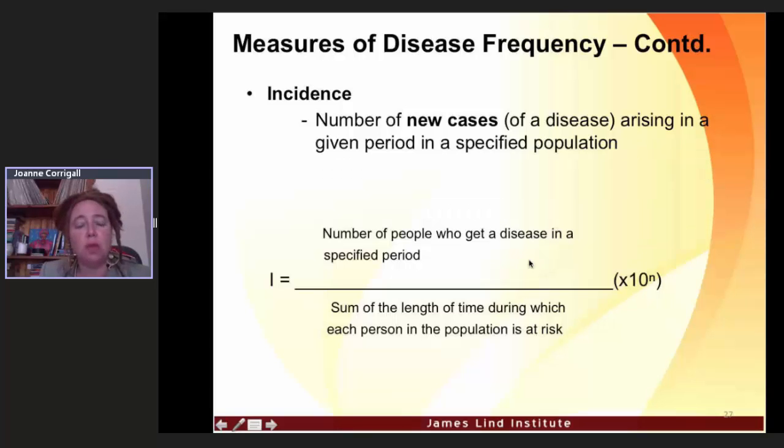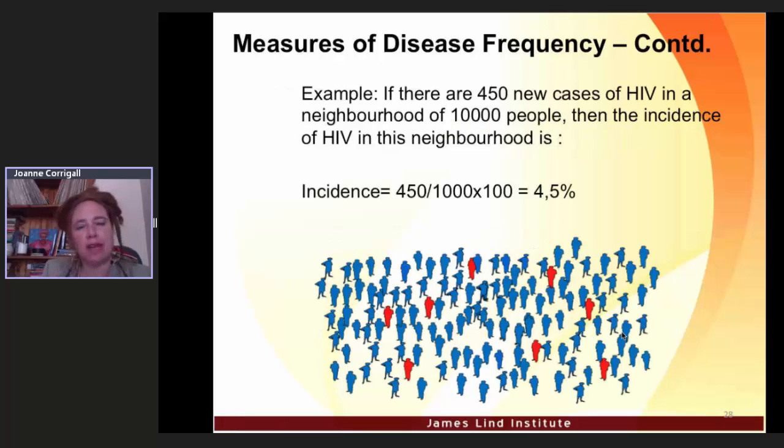So if we look at the formula, it's the number of people who get a disease in a specified period divided by the sum of the length of the time during which each person in the population is at risk. So here, the incidence of HIV in South Africa, I've simplified it a little bit. Let's just take it in a neighborhood. If there are 450 new cases in a neighborhood of 10,000 people, then our incidence will be 4.5%.